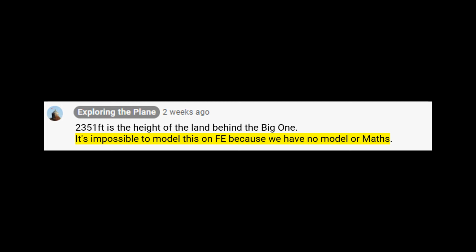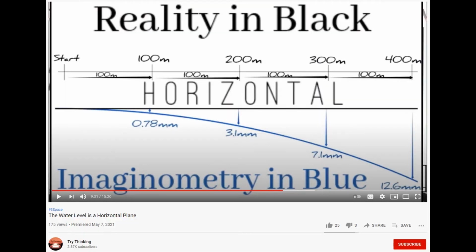Flat earther Exploring the Plane said, "It's impossible to model this on a flat Earth because we have no model or math." But at the same time, there is a model being used in the flat Earth community, and it is based on water levels. One of the biggest proponents of this model is Bev from Try Thinking. Here is his video called "The Water Level is a Horizontal Plane."